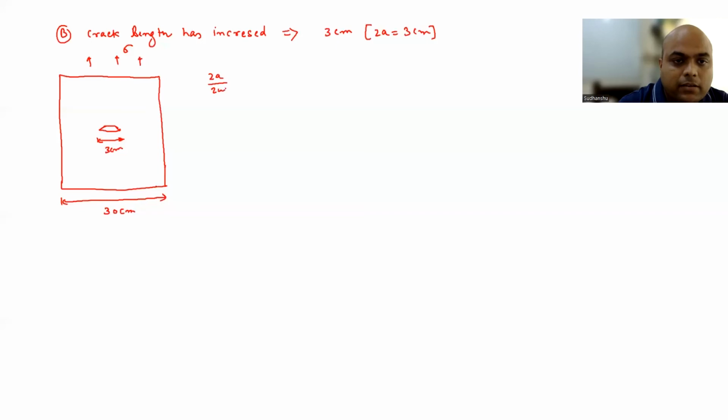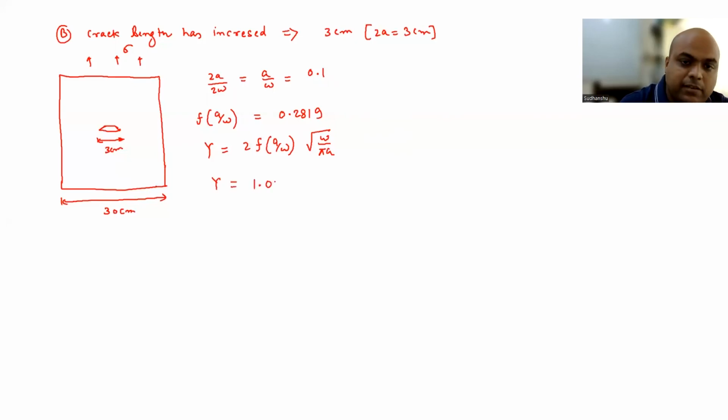Here 2a by 2W is a by W, and this will come out to be 0.1. Previously it was 0.01, right? We can calculate f(a/W) again, and if you do that, this will come out to be 0.2819. And then we can calculate y from 2f(a/W) root W by pi a. So y will come out to be 1.0059. Again very near to the value of 1. And if you use this value of y, sigma will come out to be.